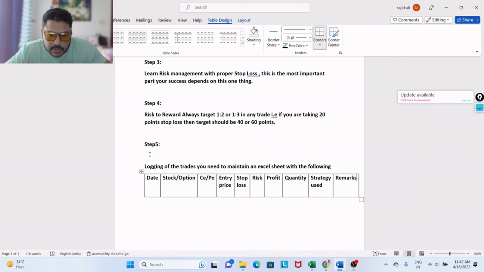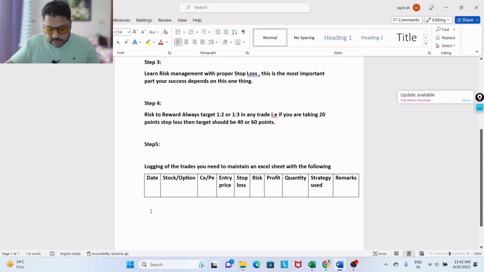Because once you start getting into trade, you will keep searching for new strategies every day. So that is the beginner's mindset. They always look out for a holy grail. There is no holy grail in the market. Okay, so that is our sixth step: no holy grail and stop searching.